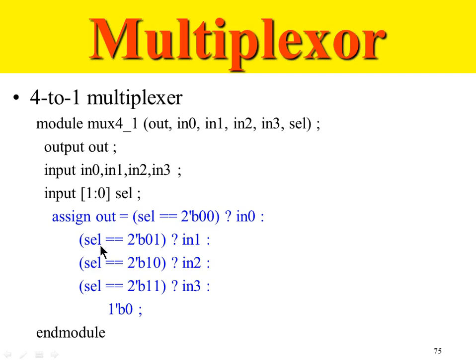Since select is a 2-bit binary value, it should be one of these four combinations, but there should always be a default value for conditional operators. So this is the conditional operator, question mark and colon. Depending on the select line, one of the inputs is going to output. That is how a 4:1 multiplexer will work for you. End module.